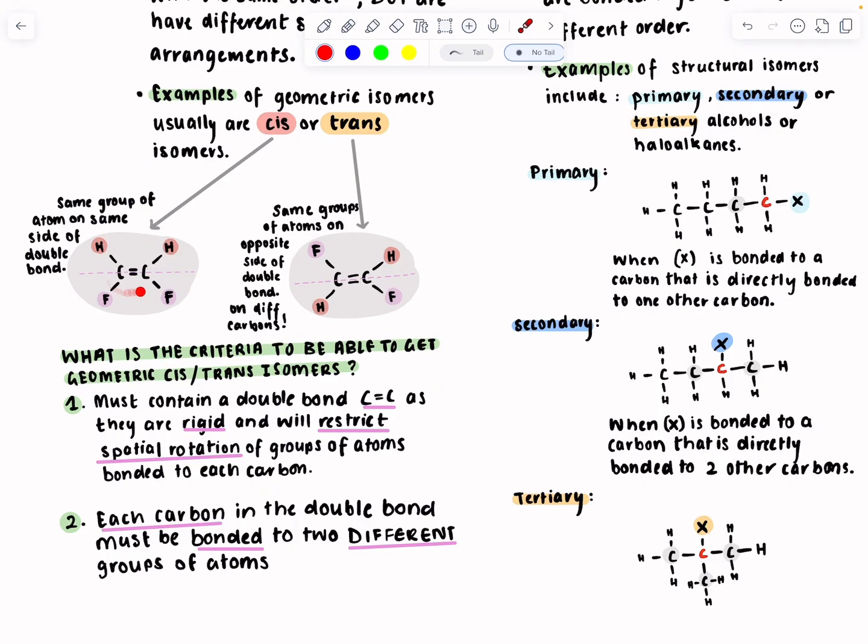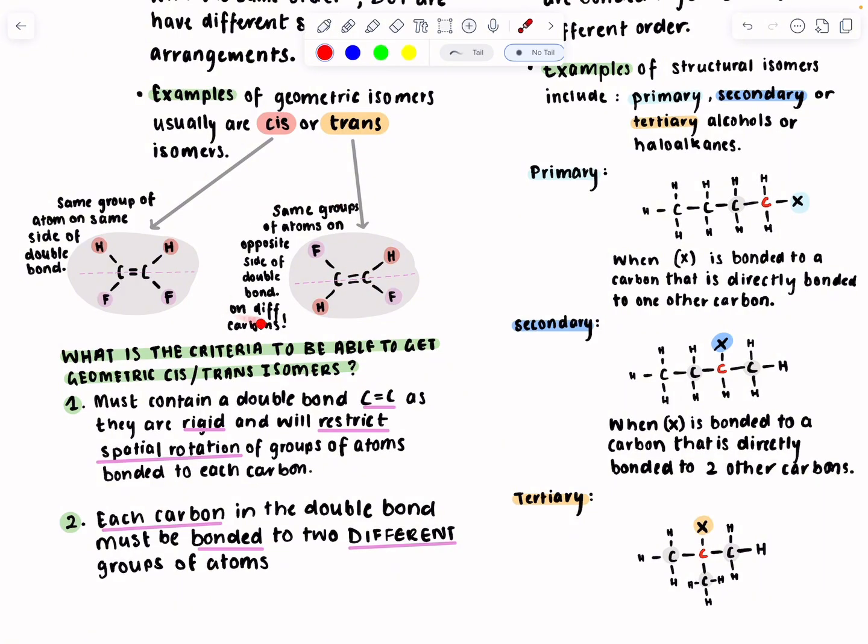The difference is, if we look at it horizontally, if we were to slice it horizontally, on one side of the double bond we've got different atoms. So the actual definition of a trans isomer is that you've got the same groups of atoms on different sides of the double bond on another carbon. That is the definition of a trans isomer. Look at this hydrogen. It's on the opposite side of this hydrogen, which is bonded to the other carbon in this double bond.